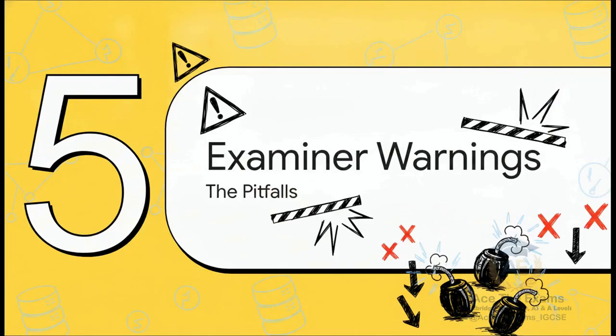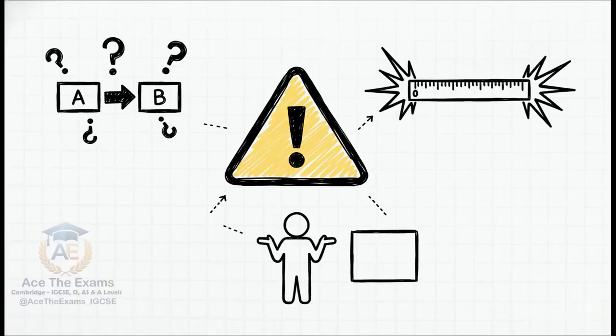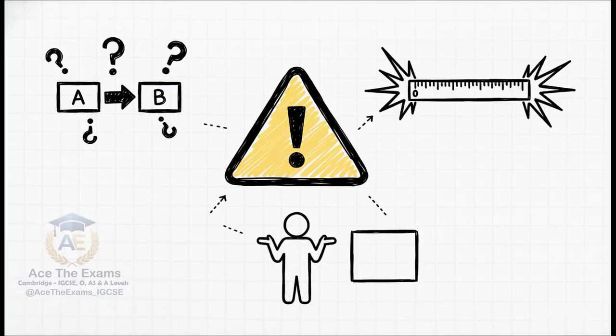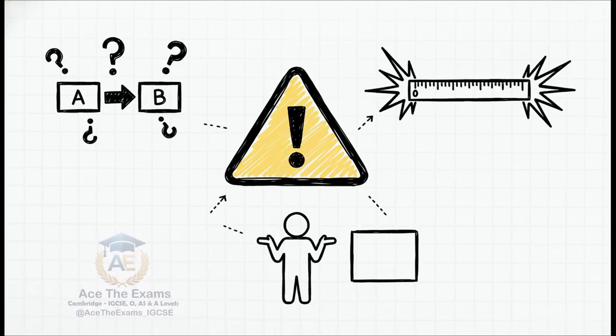For our final segment, Section 5, we are revealing the top 3 high-stakes warnings straight from the principal examiner reports. Can you spot the flaw in your own practice answers? Make sure you never make these 3 mistakes. Number 1, confusing cause and effect. Students constantly draw relationship lines backward in their ERDs. Remember, a customer has many orders, not the other way around.